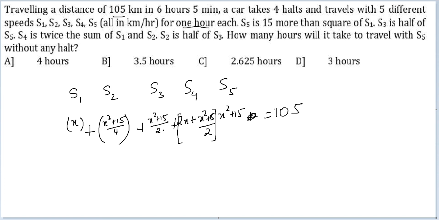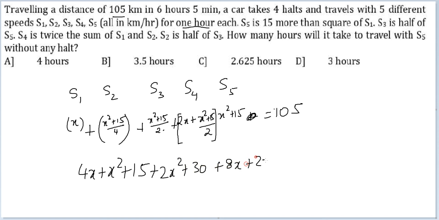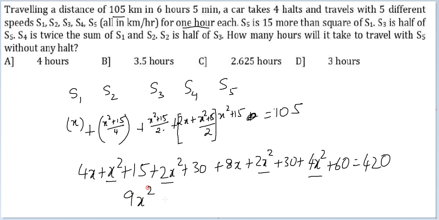Let's solve for x. First I would have to get the denominator 4 everywhere. So 4x plus x square plus 15 plus 2x square plus 30 plus 8x plus 2x square plus 30 plus 4x square plus 60 is equal to 420. Okay, so I have 1, 2, 2, 4: 9x square plus 12x. Yes, that is it. Now the constants 15, 30, 30 and 60, so 135 in total on this side, 420 on this side.